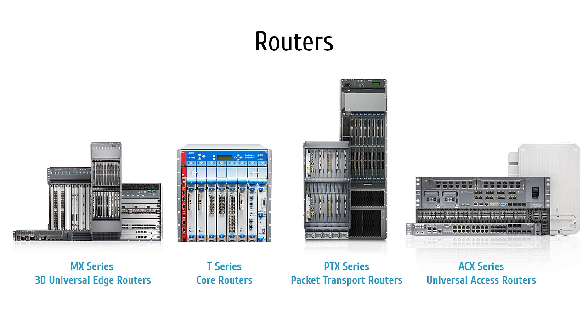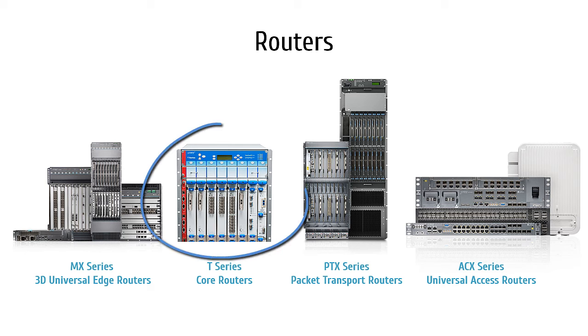Here we have the MX Series 3D Universal Edge routers. This is Juniper's flagship edge routing platform for enterprise and service provider applications. The MX 2020 model will scale through 80 terabits per second of system capacity. If you ever work in a service provider environment, you are bound to see lots of these.